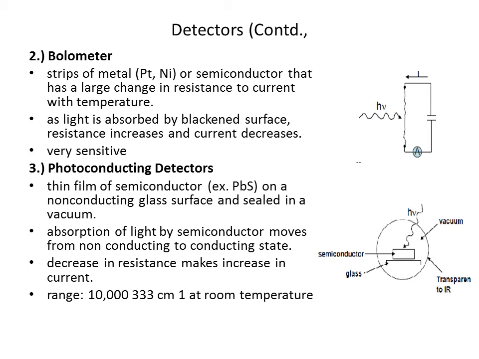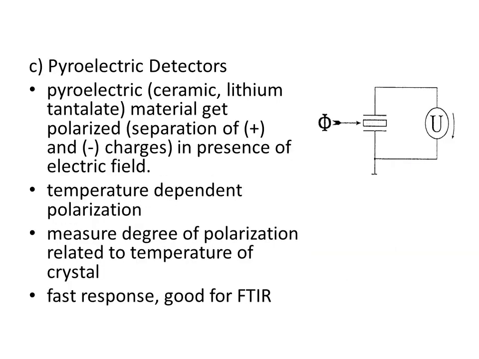Then the photoconducting detectors. A thin film of semiconductor like PbS is used here on a non-conducting glass surface and sealed in a vacuum. Absorption of light by the semiconductor moves it from a non-conducting to a conducting state. This is the basic principle. A decrease in resistance makes an increase in current. The range of these photoconducting detectors is 10,000 to 333 per centimeter at room temperature.